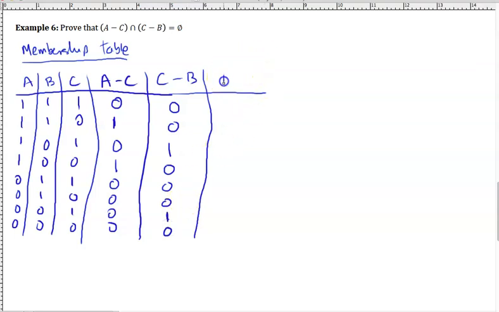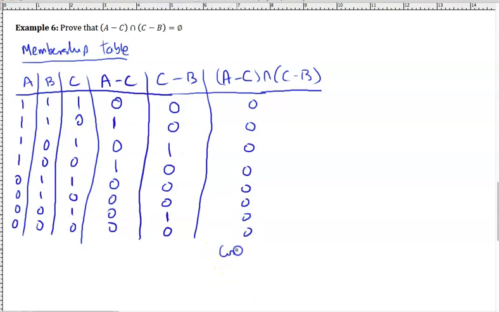Okay. So now we're going to do A minus C intersect with C minus B. In intersecting these, we get 0, 0, 0, 0, 0, 0, 0, 0. Contradiction. Basically this means it's the null set, so there are no elements that are going to be in the intersection of these two sets. So it's a contradiction. All right, so that proves it.